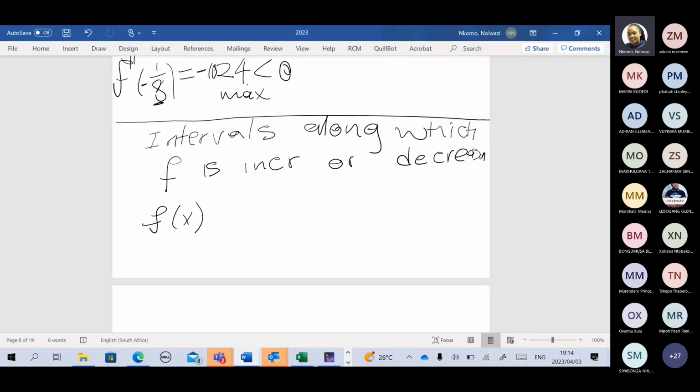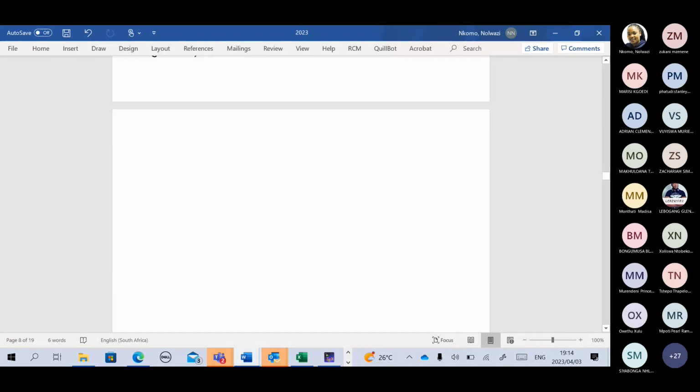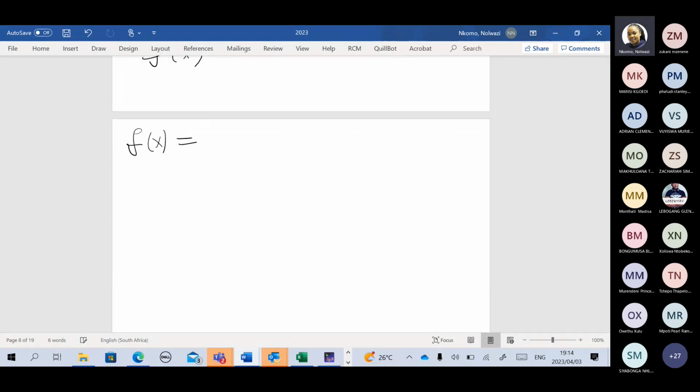Okay, suppose we are given a function f at x equals minus x cubed plus 9x squared minus 24x plus 26. Let's say we are asked to determine where this function is increasing or decreasing, right? The first thing that you need to find is the stationary point. You find the stationary point by finding the first derivative and equate it to 0.